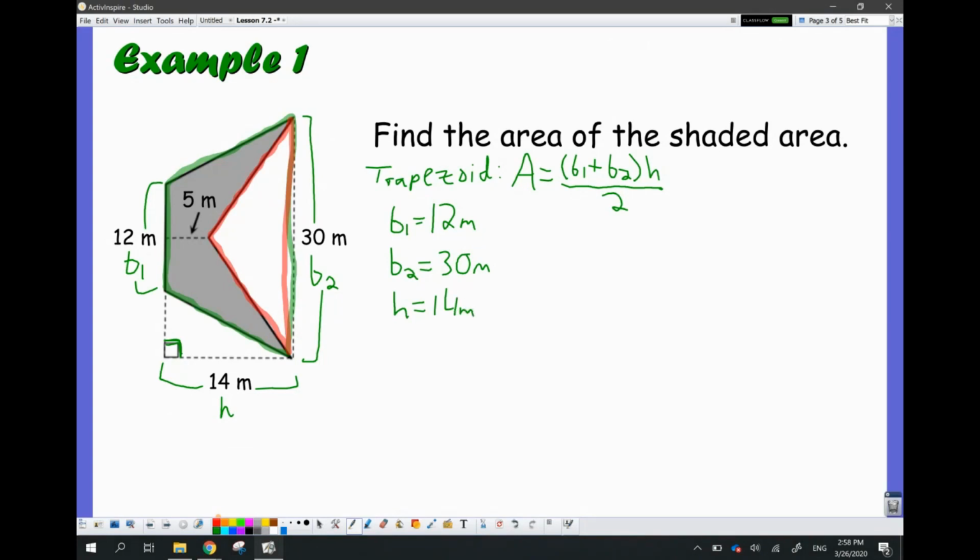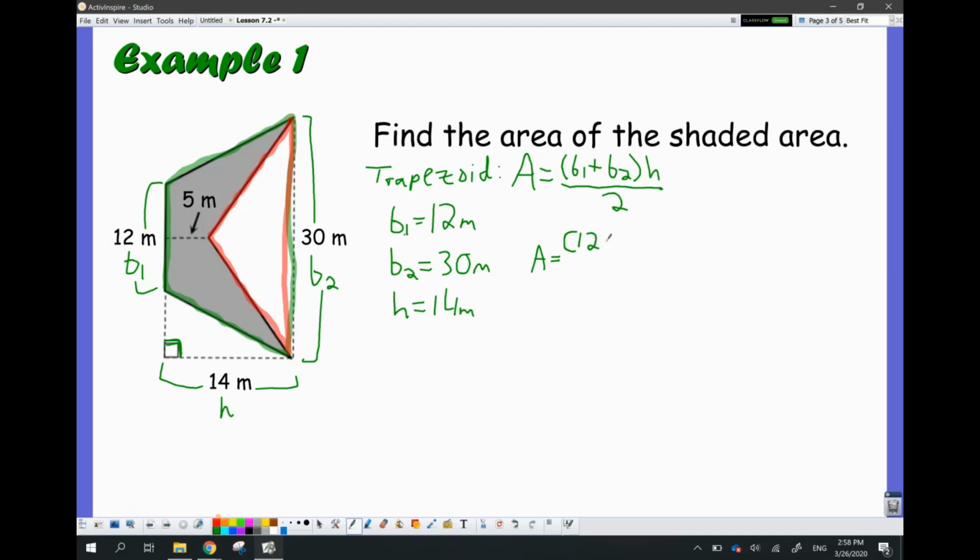So now that I know those, I have everything I need to find the area of my trapezoid. So let's take our formula. Let's substitute the numbers that I have into my formula. So my B1 that I found was 12. So let's plug that in.